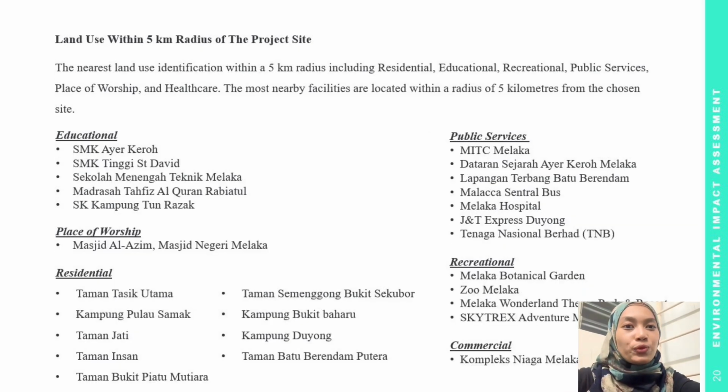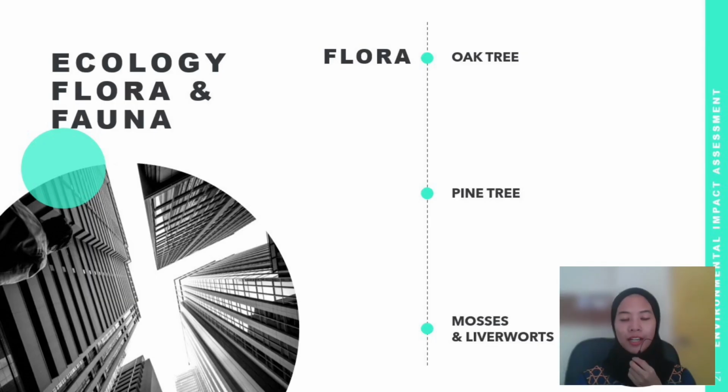For the land use within a 5 km radius of the project site, the nearest land use identification includes residential, educational, recreational, public services, place of worship, and healthcare. The most nearby facilities are located within a radius of 5 km from the chosen site. The list below shows the nearby facilities located within that area. As you can see, there are 5 or 6 educational facilities. Also, we have a place of worship, and also ecology, flora, and fauna.